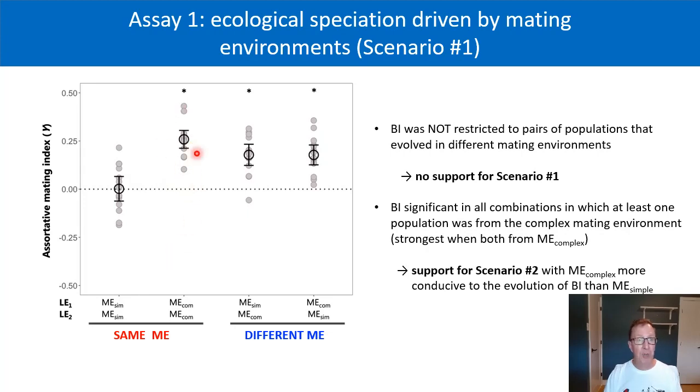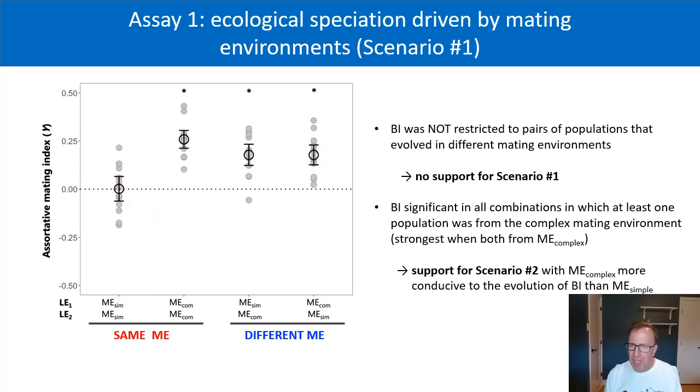And as I said, what we see as the strongest behavioral isolation on average was between pairs of populations both from the complex. So no support for scenario 1, in which it's adaptation to different mating environments that's driving the evolution of behavioral isolation. And in fact, there's support for scenario 2 here in that all combinations that involve at least one population from the complex environment showed some behavioral isolation. And when they both came from complex, it was strongest, suggesting that there's something about the complex mating environment that's more conducive to the evolution of behavioral isolation, whereas something about the simple environment is constraining on the evolution of behavioral isolation, such that you don't observe it.